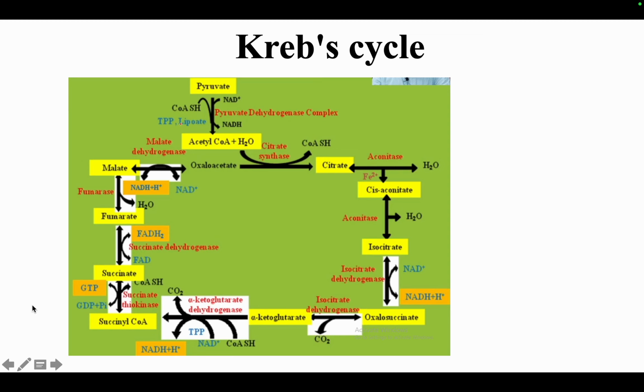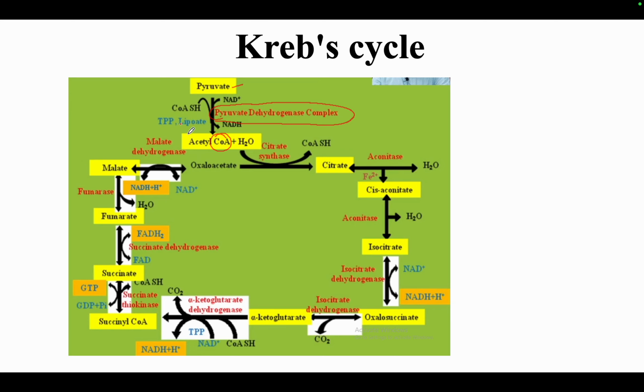Now we move on to the Krebs cycle. Once we have pyruvate generated in the cytosol, it is converted into acetyl CoA by a complex known as the pyruvate dehydrogenase complex. That is why it is called a complex. It's not a single enzyme, but a mixture of 3 different enzymes, and these 3 enzymes are converting this pyruvate into acetyl CoA. And this is coenzyme A. This is a very important step, the pyruvate dehydrogenase complex step.